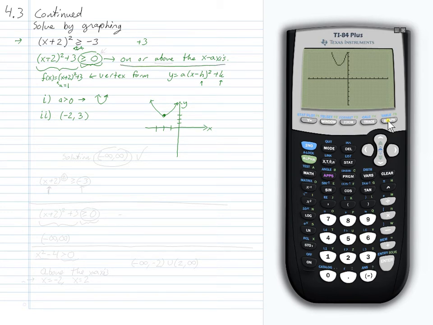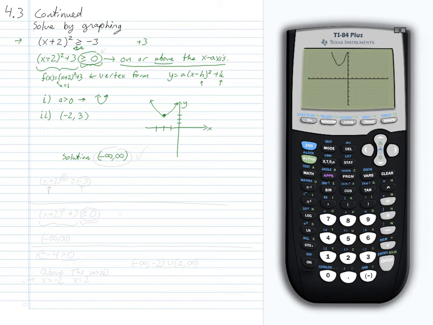In fact, it goes one step better. Every point on this parabola is strictly above. So the entire domain of this parabola, our solution, is all real numbers, -infinity to infinity. Any x value you plug in will satisfy that inequality.